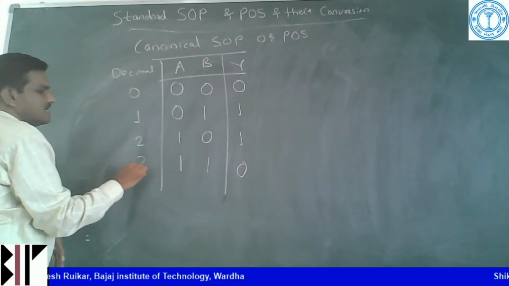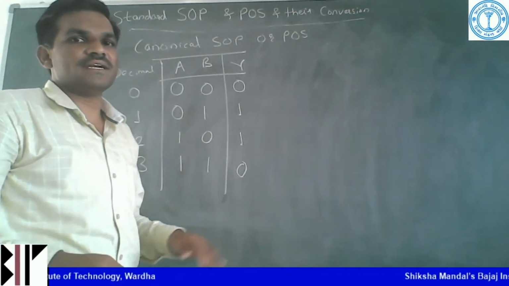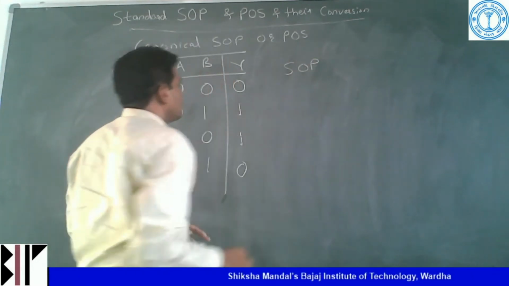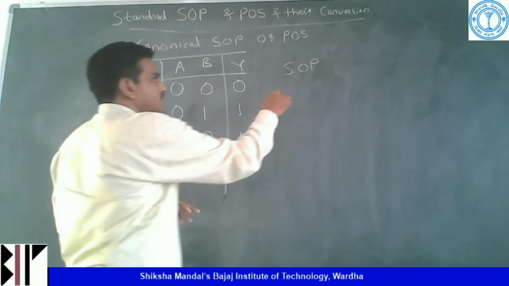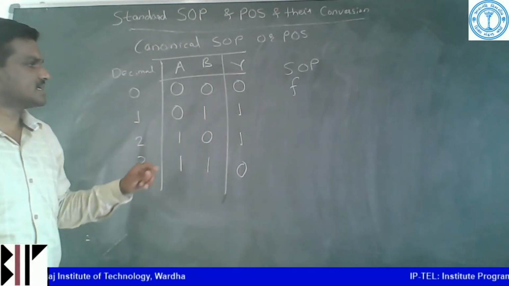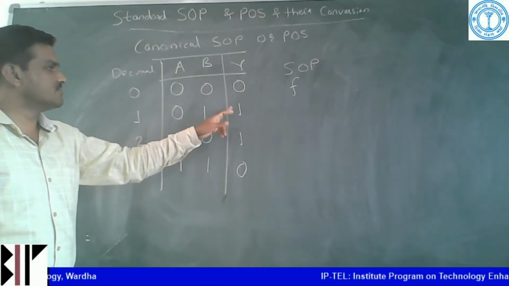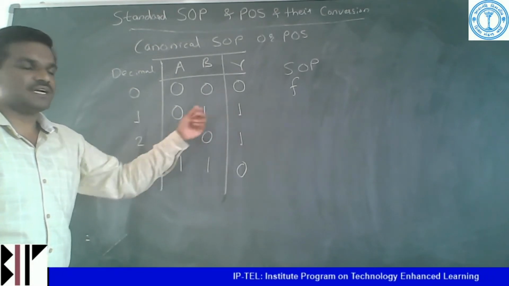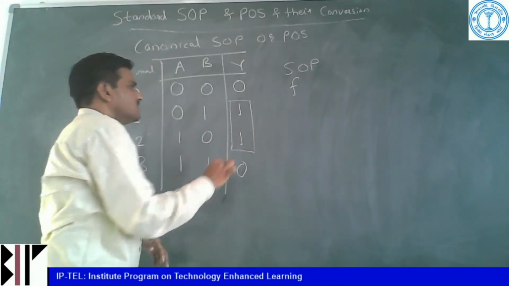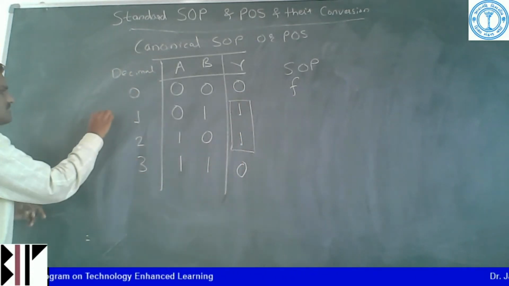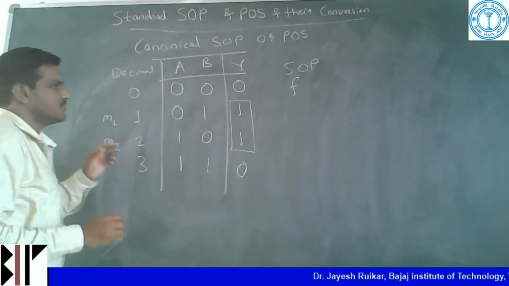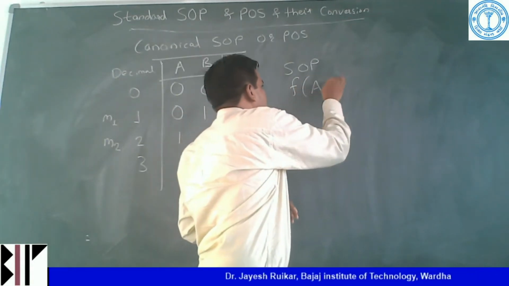In terms of decimal, this is 0, 1, 2, 3. Now I want to represent this truth table in sum of product form, that is SOP form. I will write my function f. In SOP form, we have to take the variable combinations which give output as 1. Here I am getting output 1 for these two cases, and in SOP I am calculating the minterm. So this is my M1 and this is my M2.